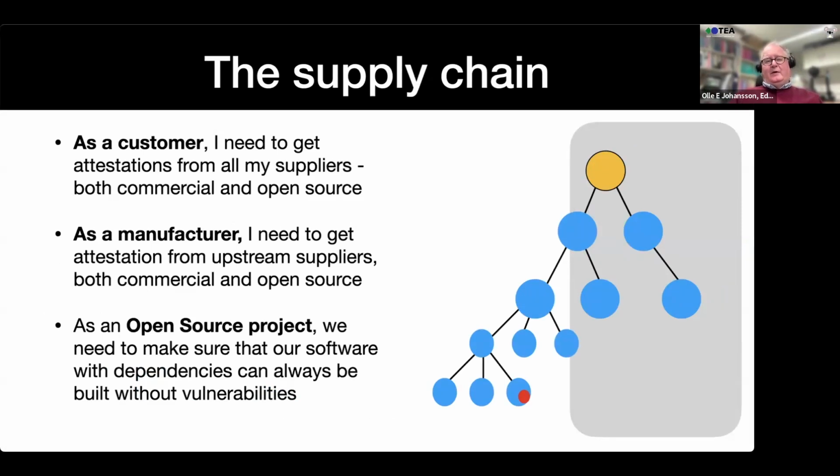But as a customer, I need to get attestations from all my suppliers, both commercial and open source. As a manufacturer, I need to get them from upstream suppliers, both commercial and open source. And interestingly enough, we didn't have this really on the radar when we began, but open source projects also have upstream components that they build upon and downstream users that they need to help protect.